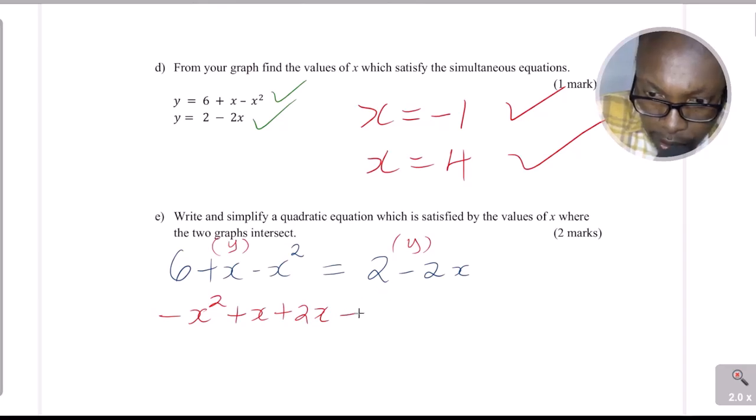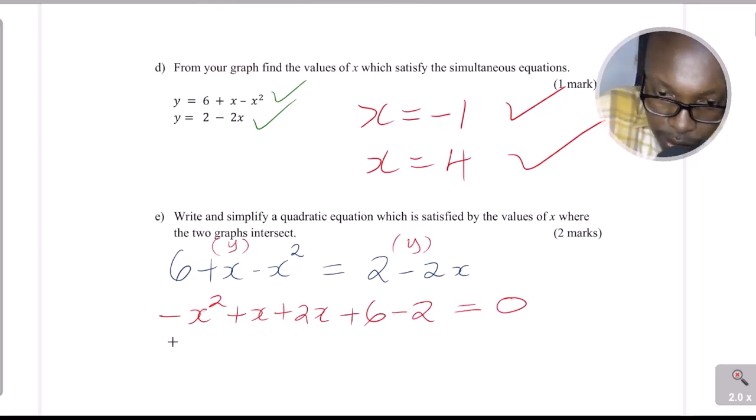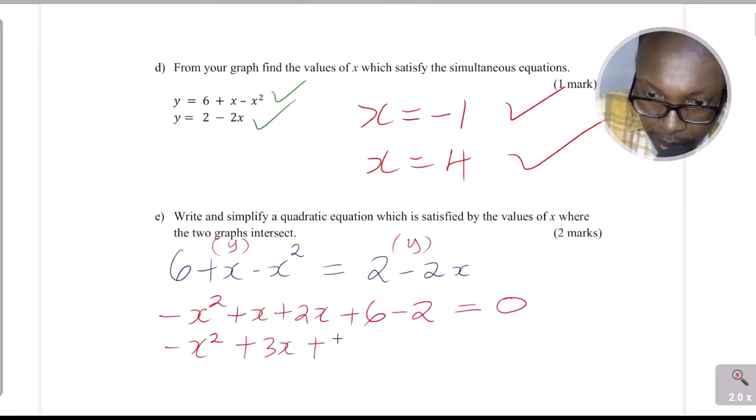So I have +6 on the left hand side. I can also bring +2 to the left hand side. I get -2, just reorganizing it to get 0. So this one will give -x squared plus 3x plus 4 is equal to 0.